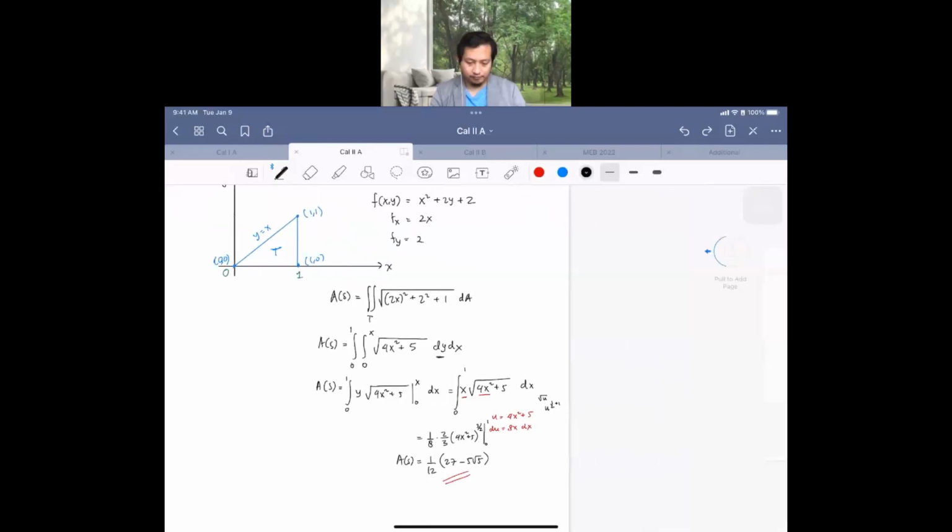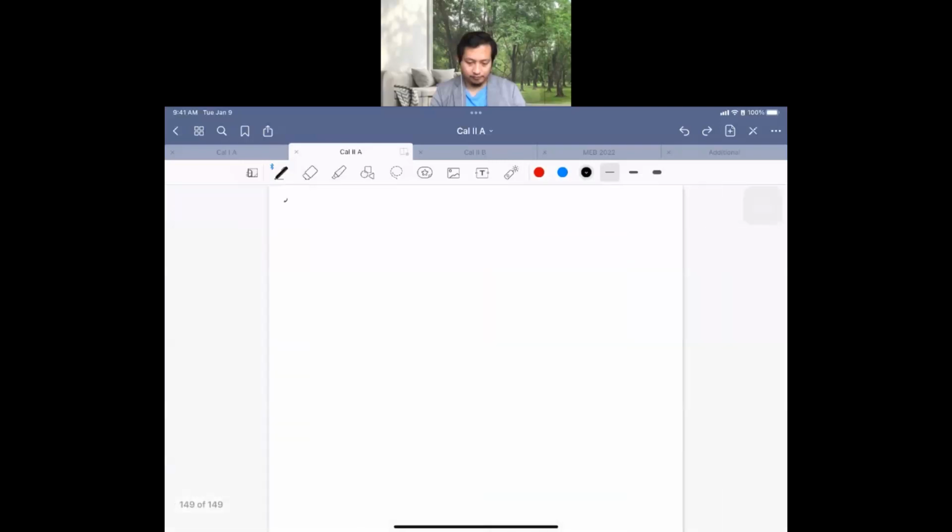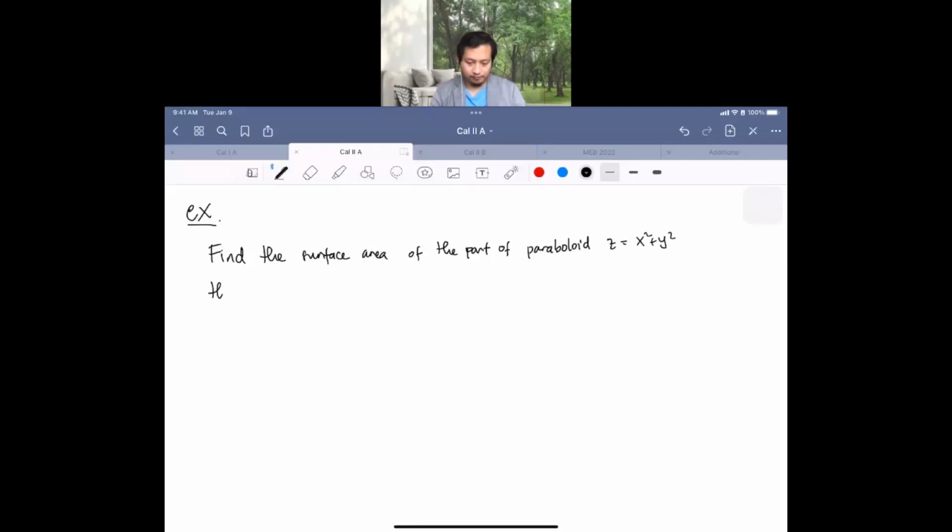Okay, we'll go to the next section. Next example. Find the surface area of the part of the paraboloid that lies under the plane z equals 9.